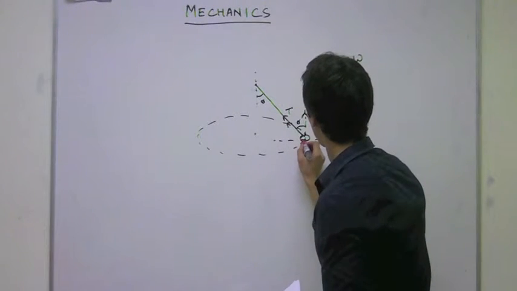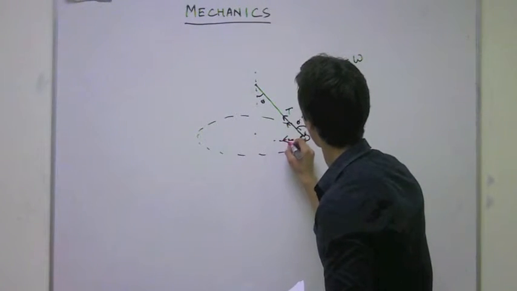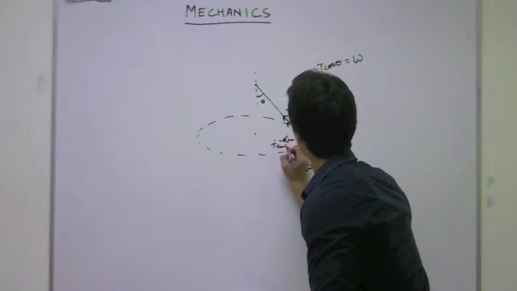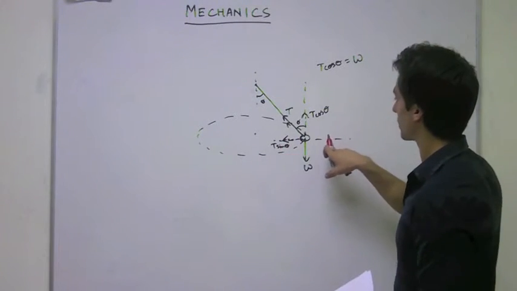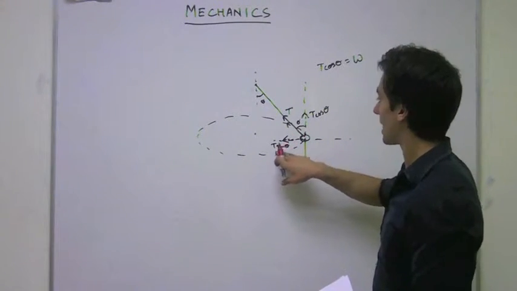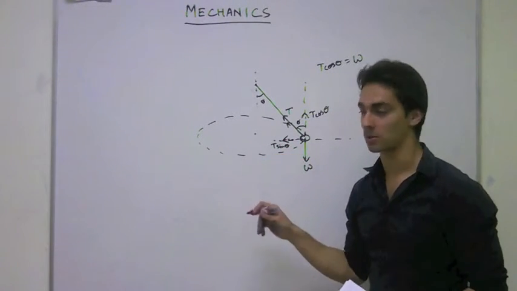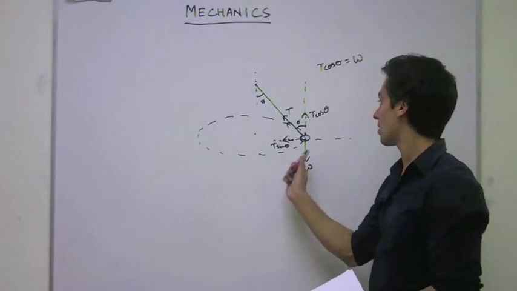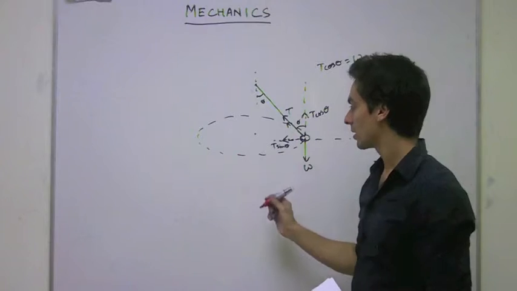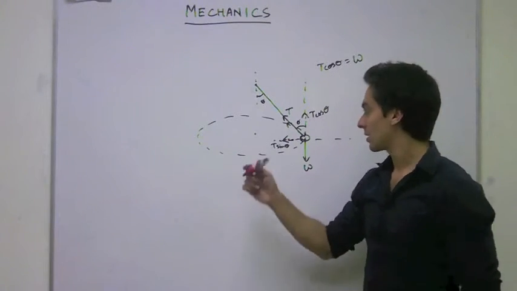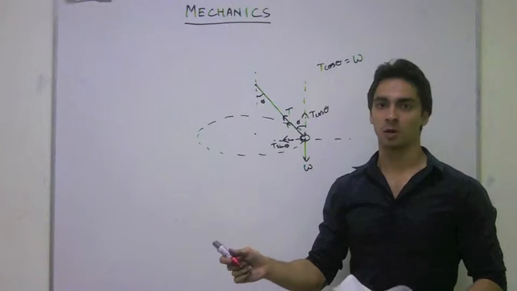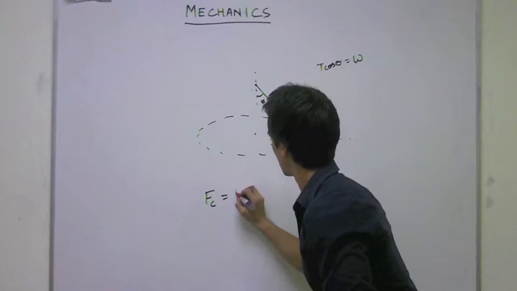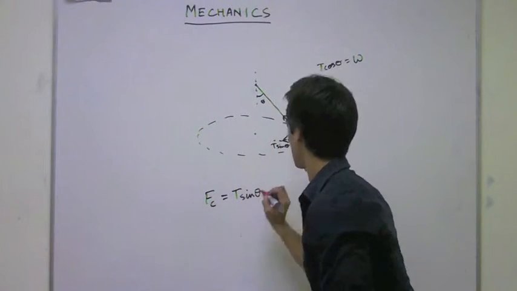Now we have a component of the tension along the horizontal axis here, which is T sine theta. There is no force outwards to actually balance out this component of tension. So this is an unbalanced force, and this is the force that is making the stone move in a circle. You want to explicitly mention that this force is the centripetal force. So the centripetal force is T sine theta.